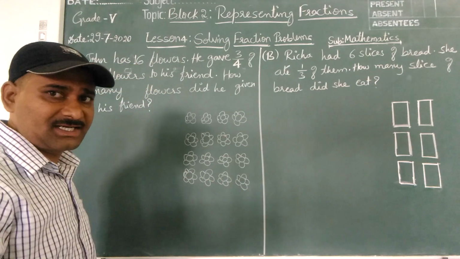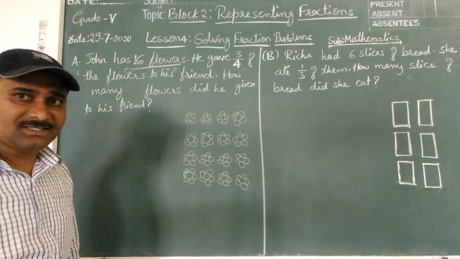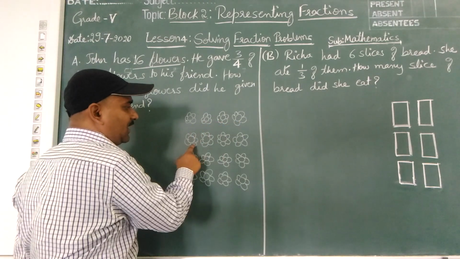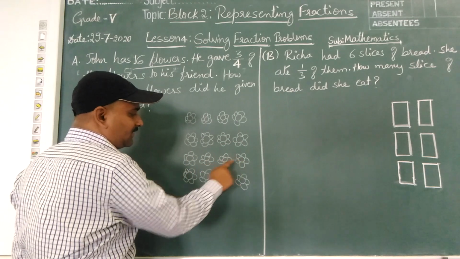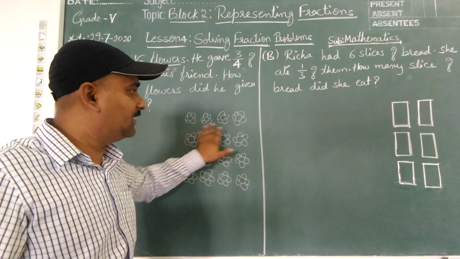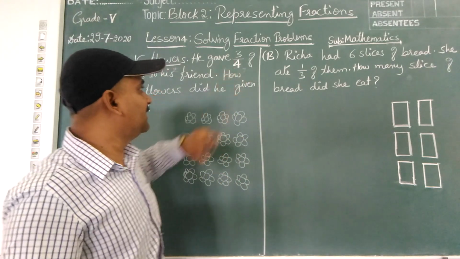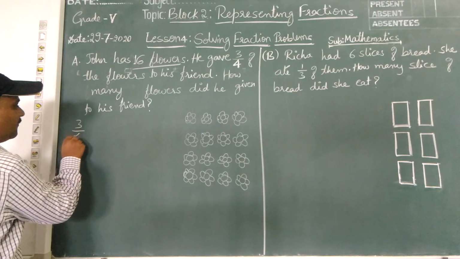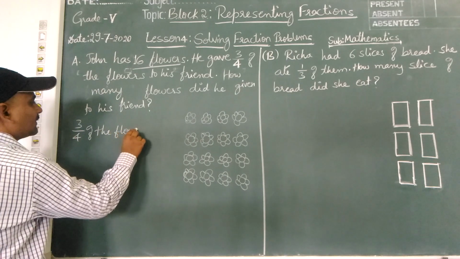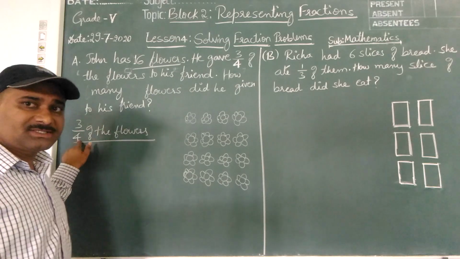As I said in the last class, children, exactly the same way. Total number of flowers are 16. So draw 16 flowers. 1, 2, 3, 4, 5, 6, 7, 8, 9, 10, 11, 12, 13, 14, 15, 16. 16 flowers drawn. Now let us concentrate on this 3 by 4 of the flowers given to his friend. Denominator says what, children?